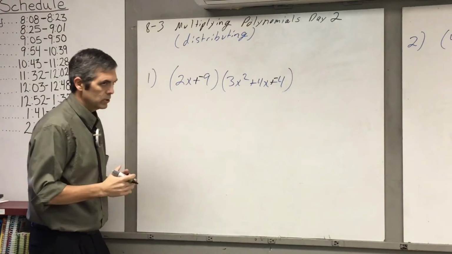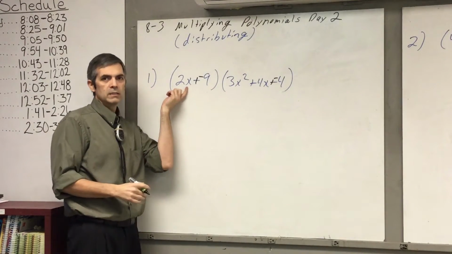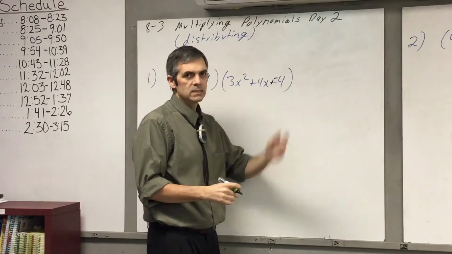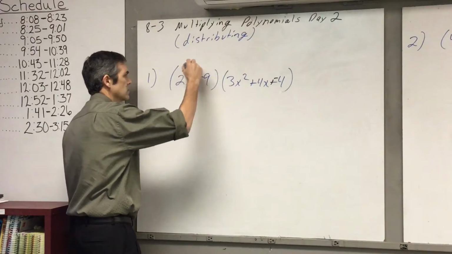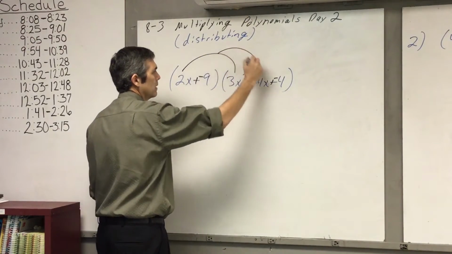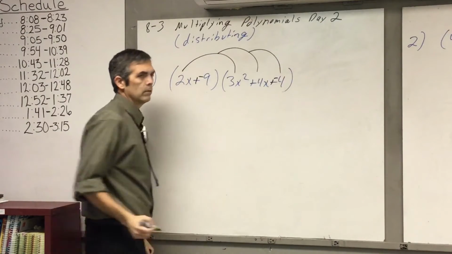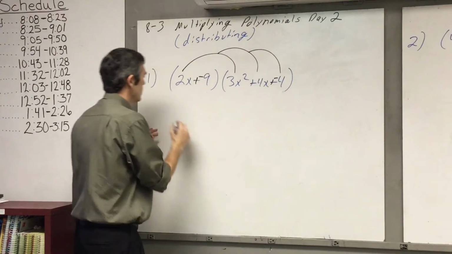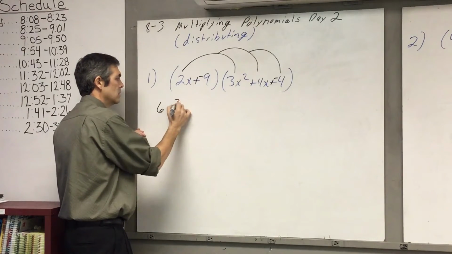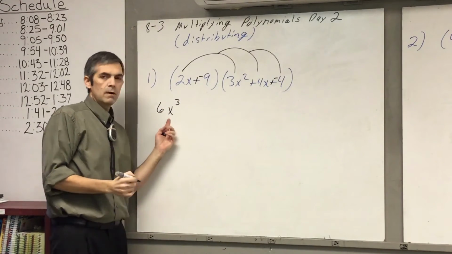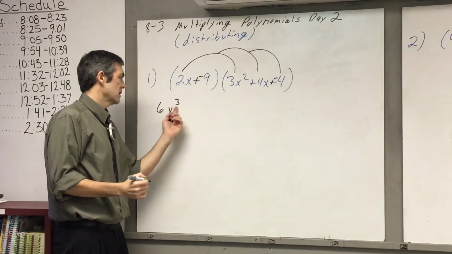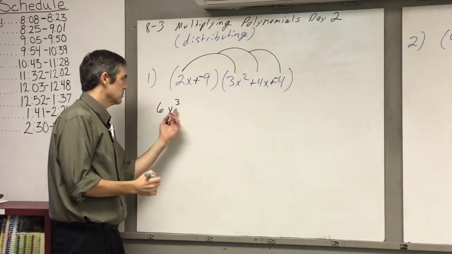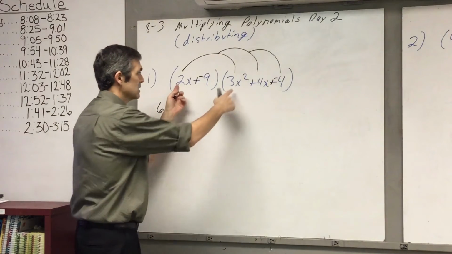So our first thing is to take our first term inside of our binomial, and multiply it times every term inside of here. So we're going to take this 2x and multiply it here, here, and here. 2x times 3x squared gets us 6x to the third. The most common mistake you're going to see here is not getting the exponent correct, and then your sign rules. So watch your exponents on this. This is this times this.